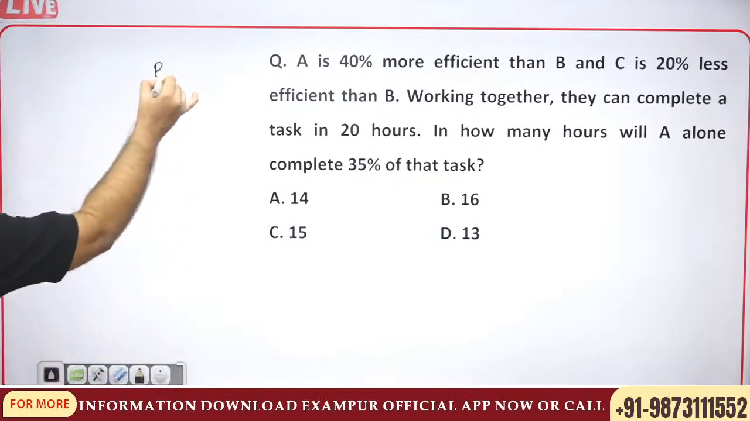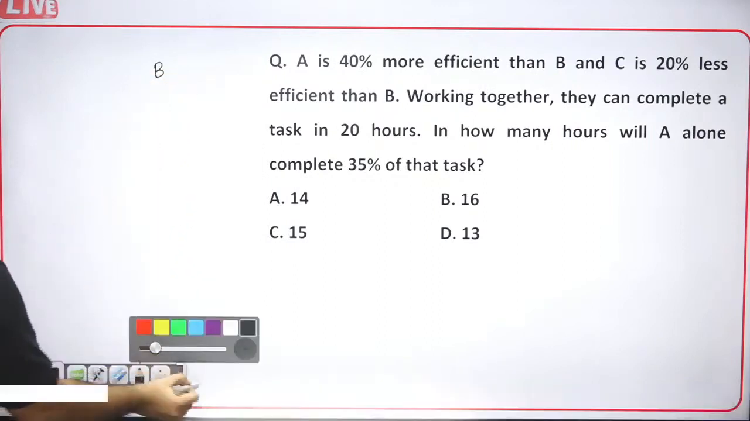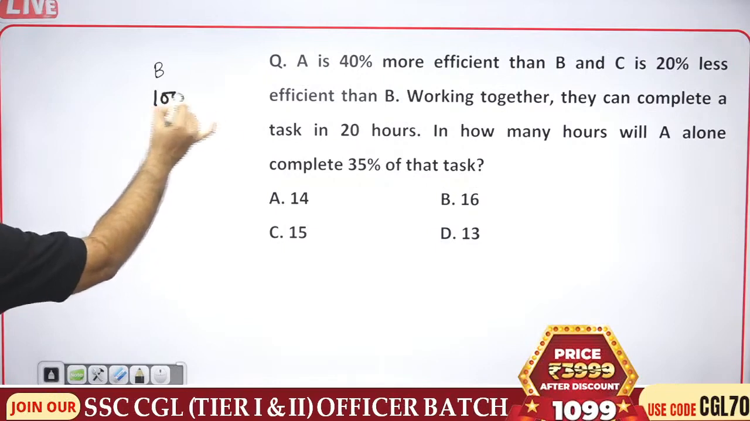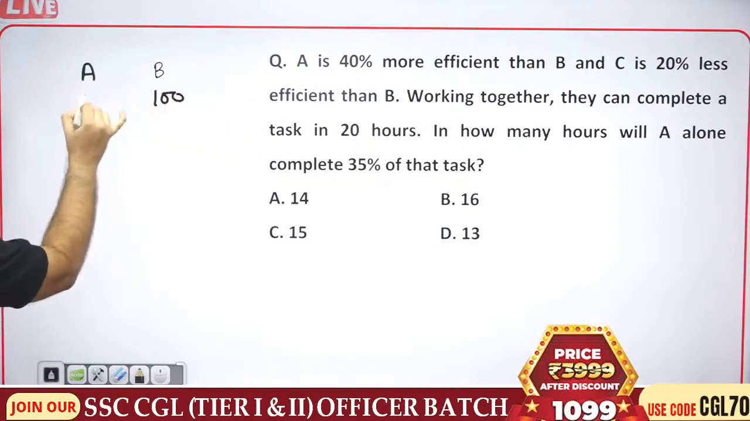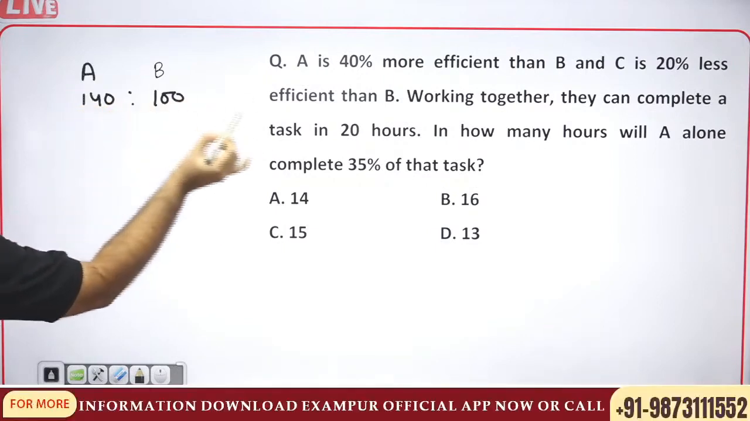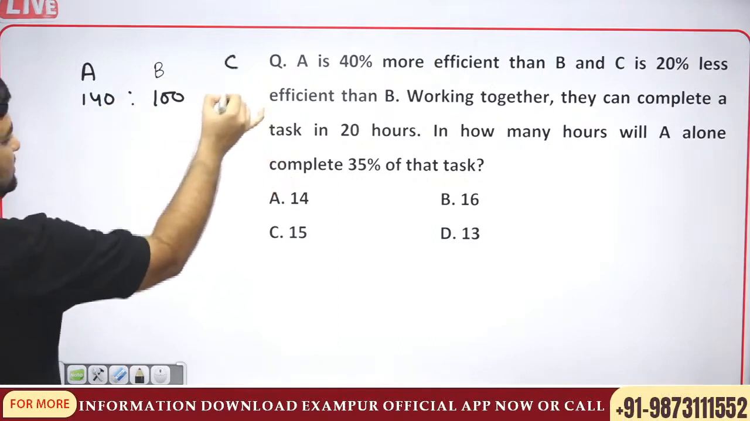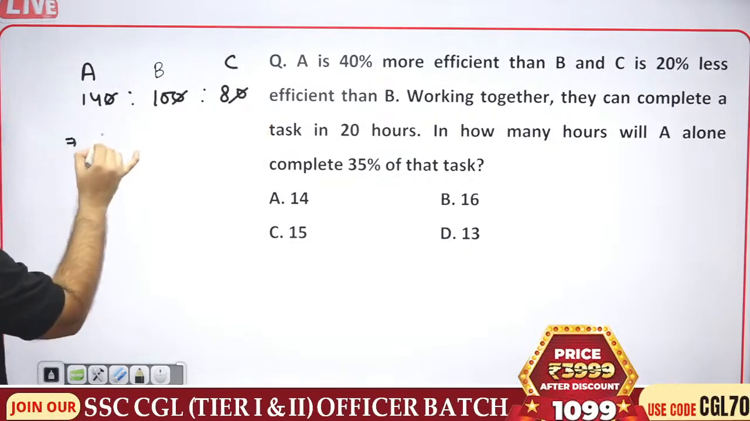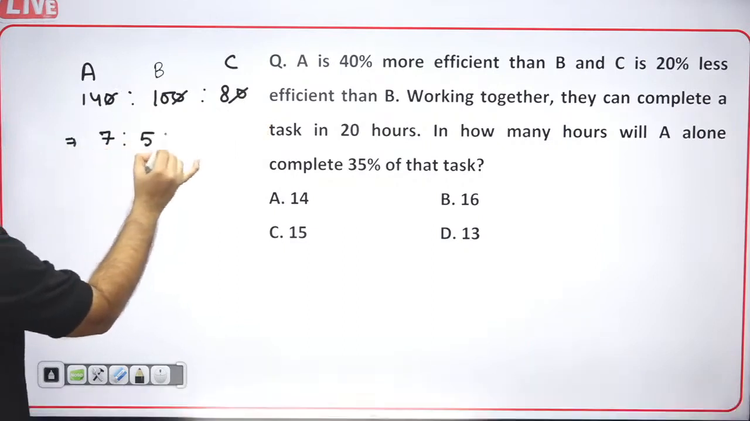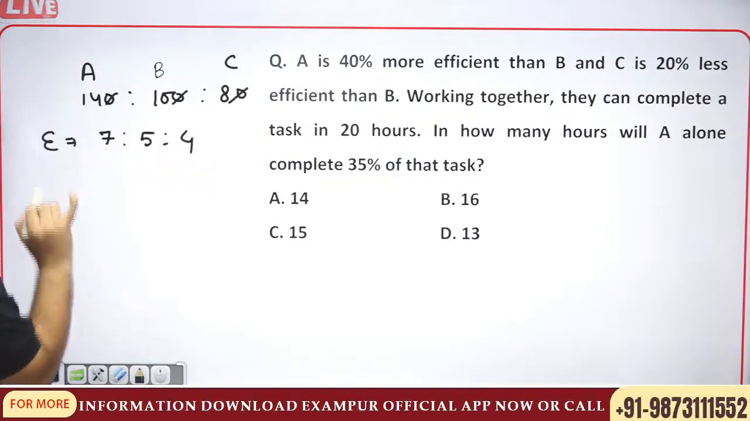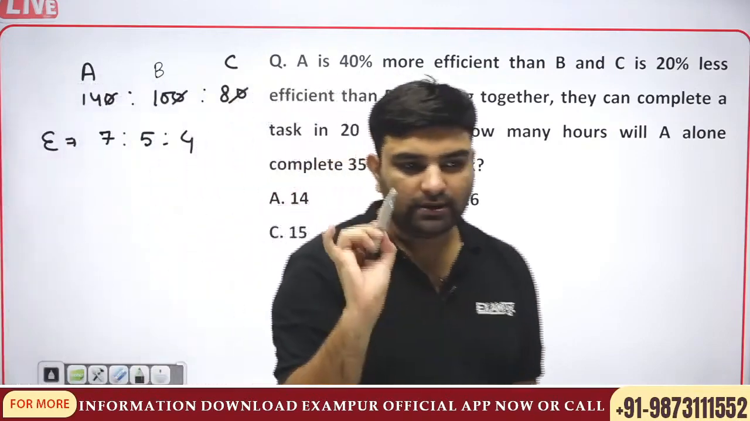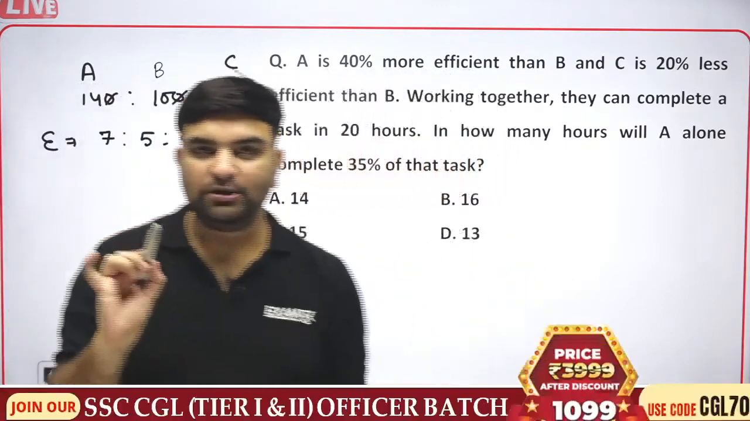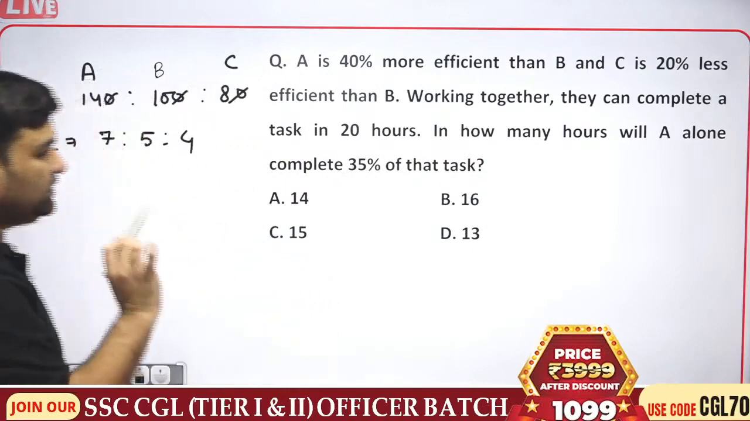Assume the efficiency of B as 100. A is 40 more, so 140. And C is 20% less than B, so 80. So the efficiency of A, B, C is in the ratio 7:5:4.